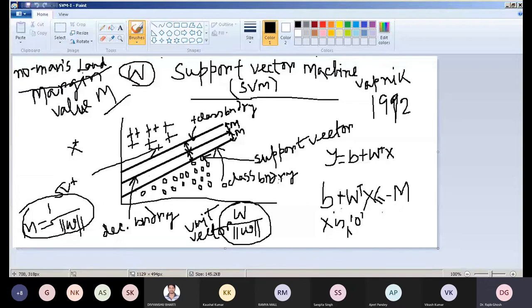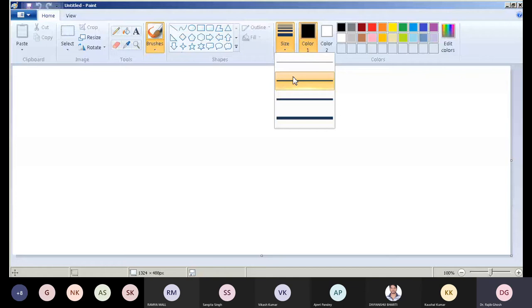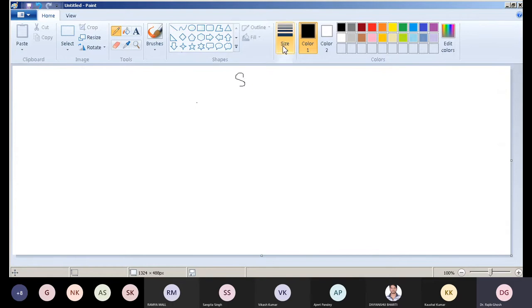So first of all, let me show you another slide, then I will discuss this slide. Why it is called support vector, we'll see. Why the name has been given in such a way, which vectors are actually giving the support, that we'll see. But before that, I'm showing you three different situations.